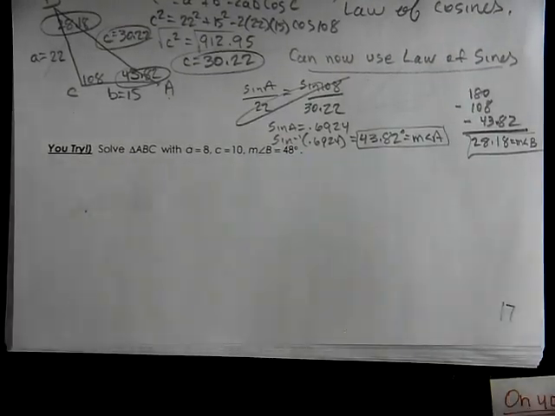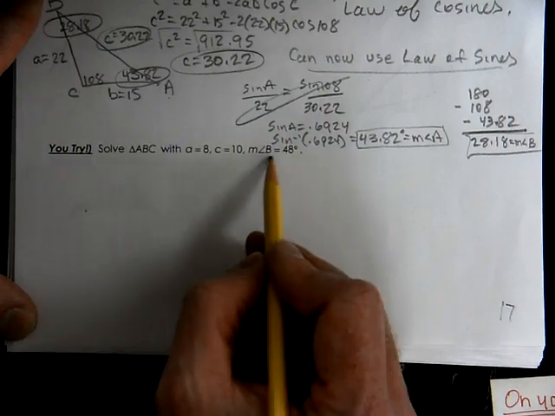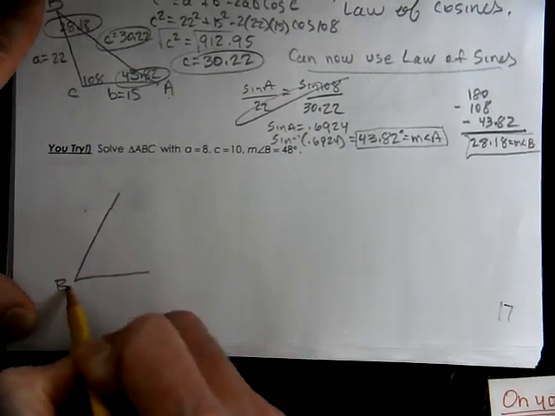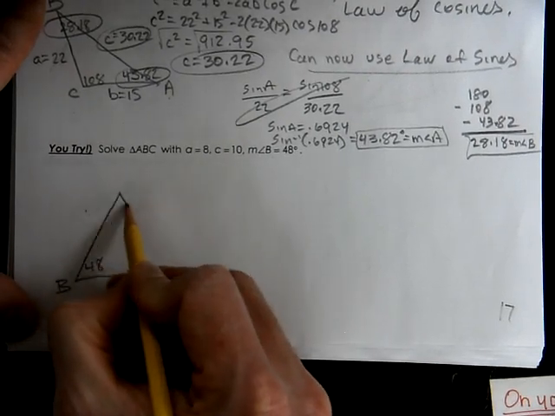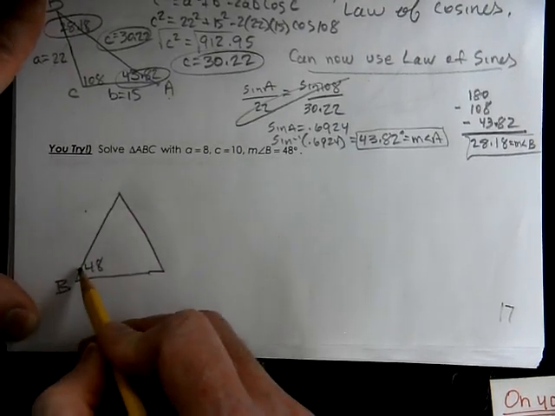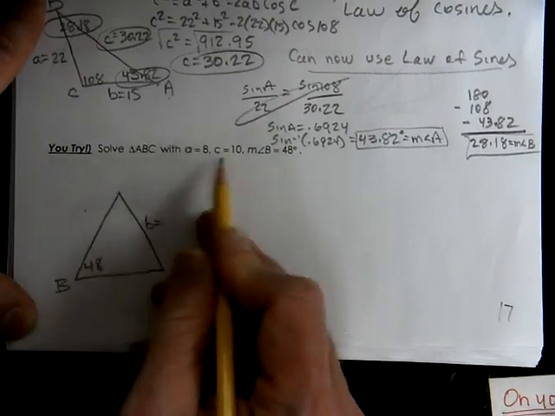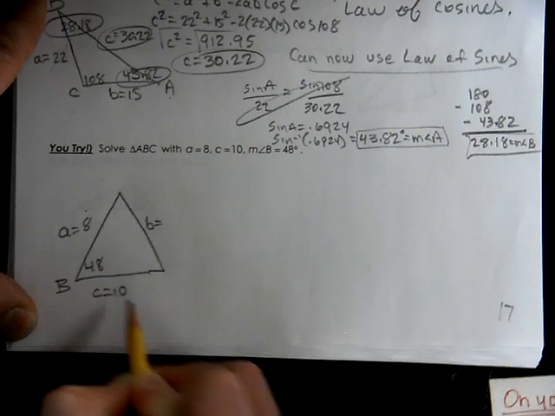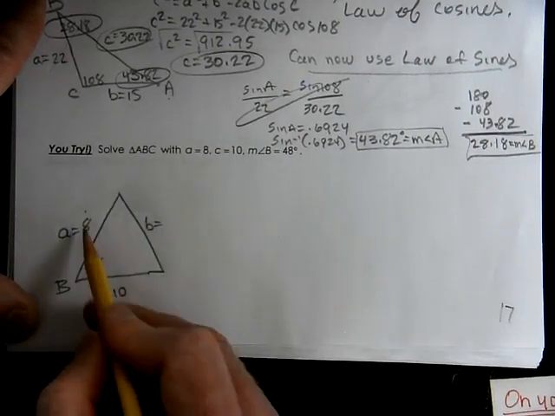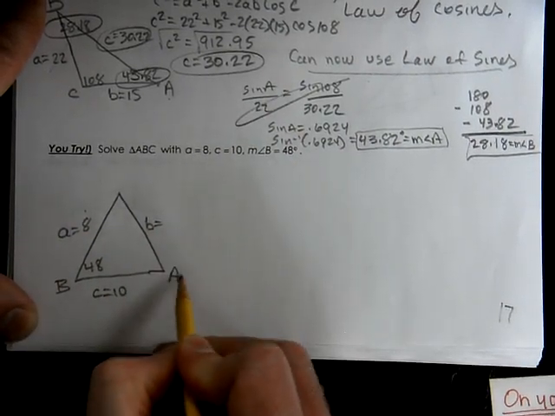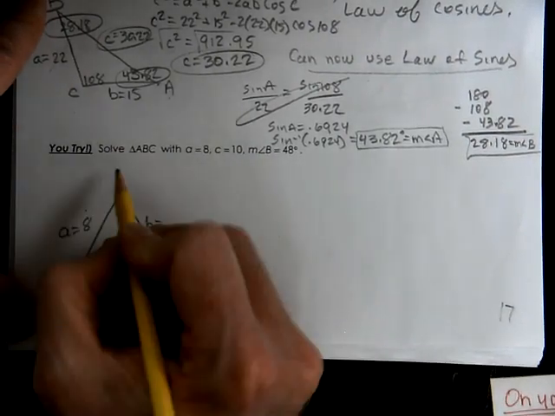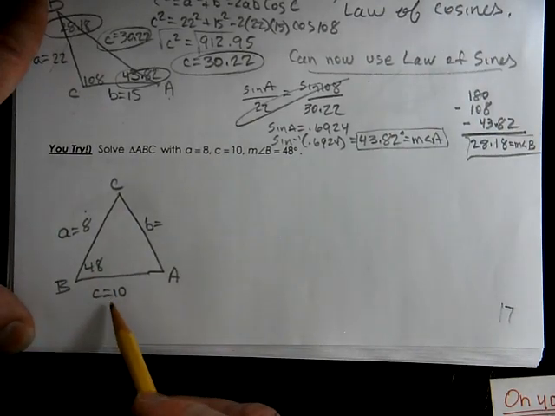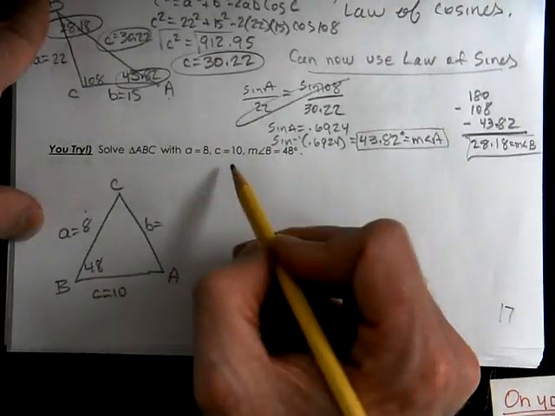All right. Let's jump down here. Let's see if we can jump through this one any quicker. We have angle B, that's 48. So side B would be across from it, but I don't have that number. So side A is 8, side C is 10. I don't know what their opposite angles are, but that would have to be angle A and that would have to be angle C. So since I'm given side angle side, I have to use law of cosines.